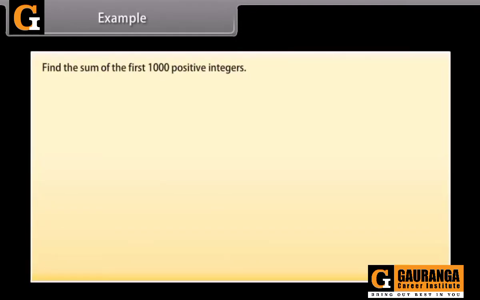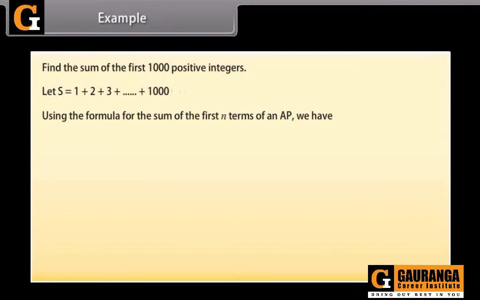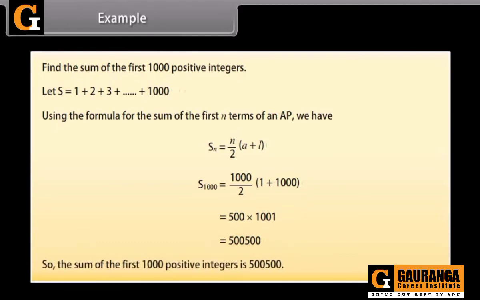Find the sum of the first 1000 positive integers. Let S is equal to 1 plus 2 plus 3 plus and so on plus 1000. Using the formula for the sum of the first n terms of an AP, we have Sn is equal to n upon 2 into a plus L. Substituting the value of n, we get S1000 is equal to 1000 upon 2 into 1 plus 1000. This is equal to 500 into 1001, which becomes 500500. So the sum of the first 1000 positive integers is 500500.